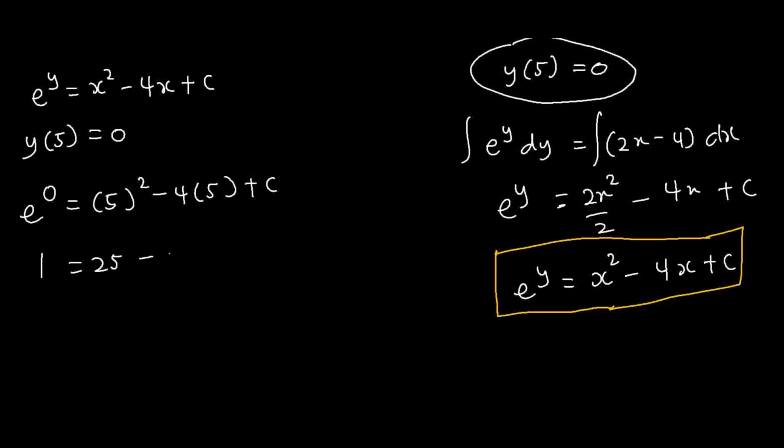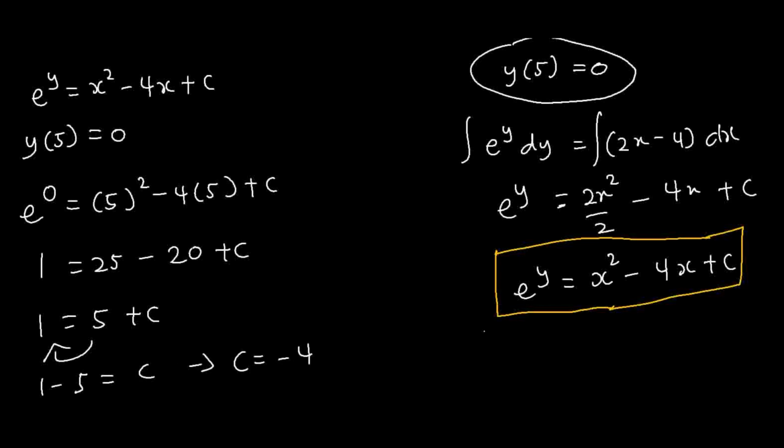Any number to the power 0 is 1, so we have 1 equal to 25 minus 4 times 5, which is 20, plus C. So I have 1 equal to 5 plus C. Taking 5 to the left hand side, we have 1 minus 5 equal to C. So C is equal to minus 4. So you substitute this minus 4 in place of the C that we have in the general solution. We therefore have e to the power y equal to x squared minus 4x minus 4.